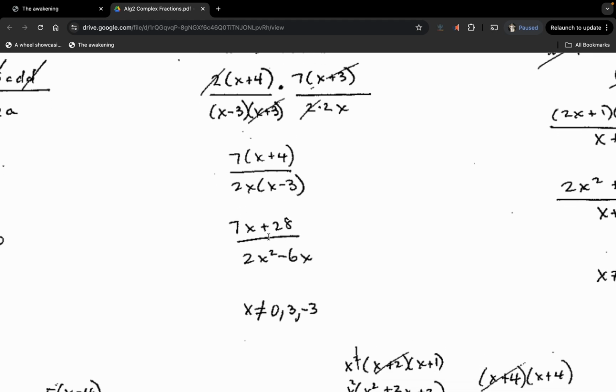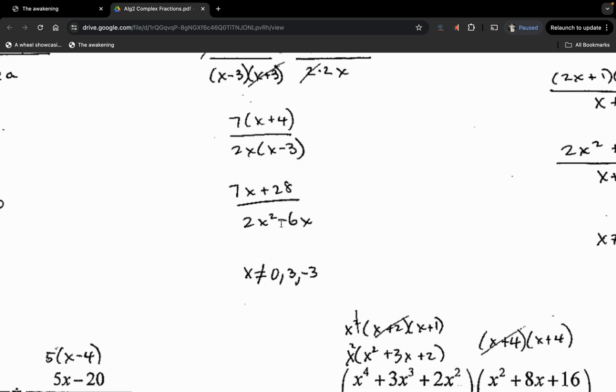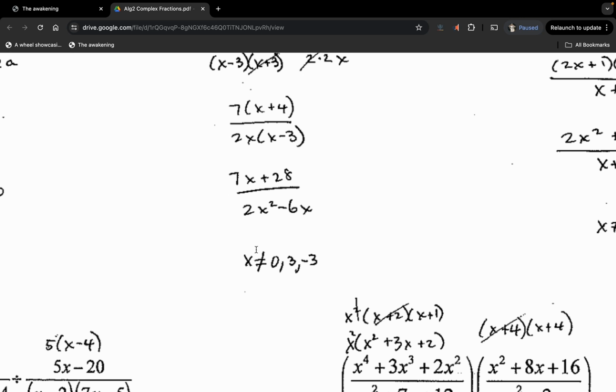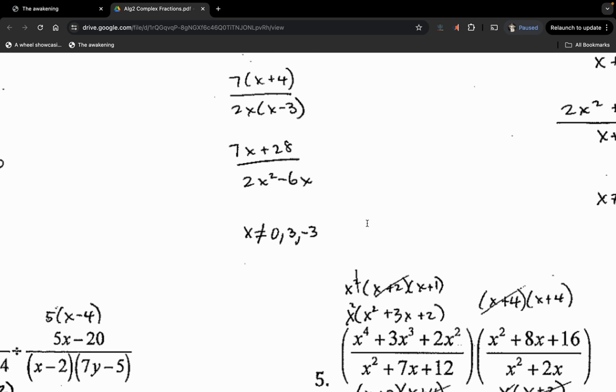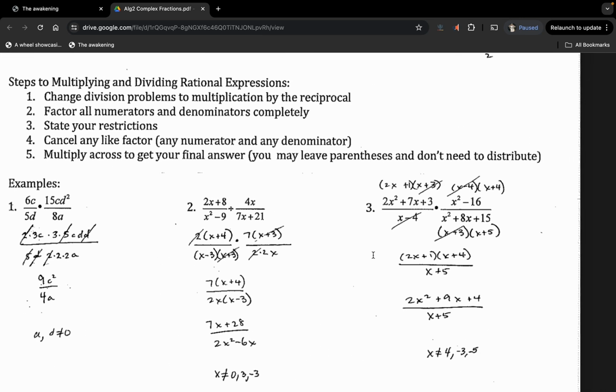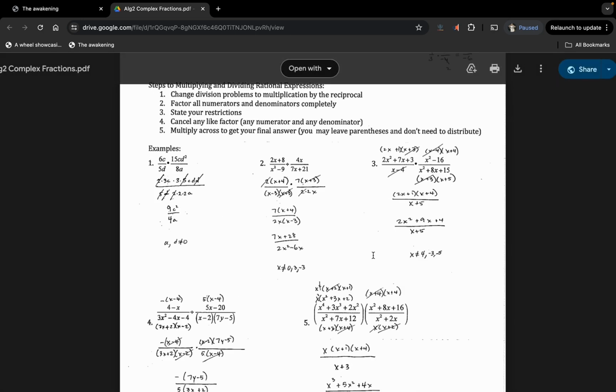And so what's been done here is we've distributed each number into their respective parentheses that they're with. And that is your final answer, of course, with your restrictions stated. So that is really the simple basic stuff about this.